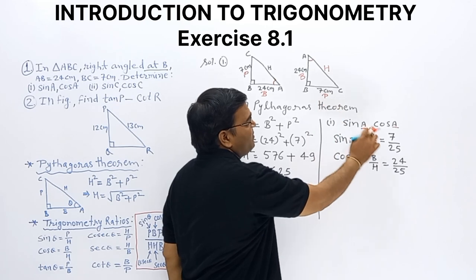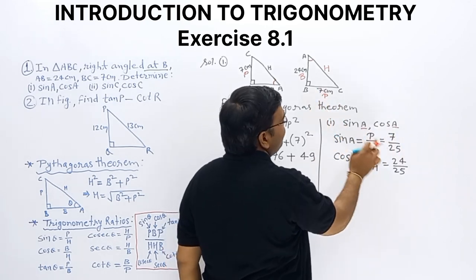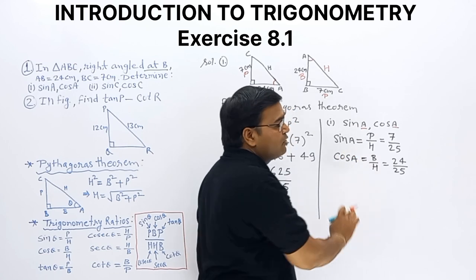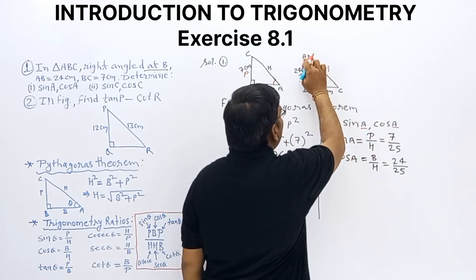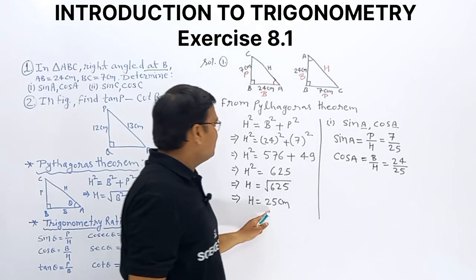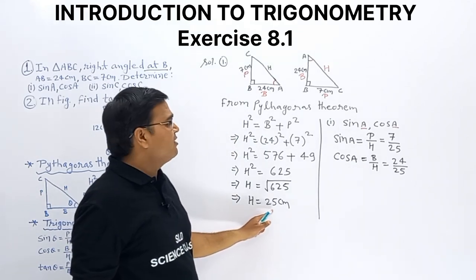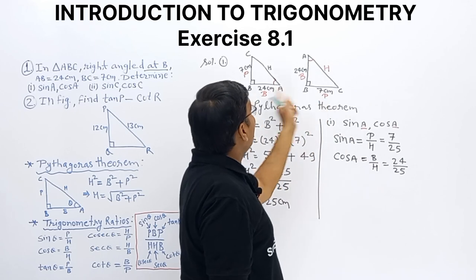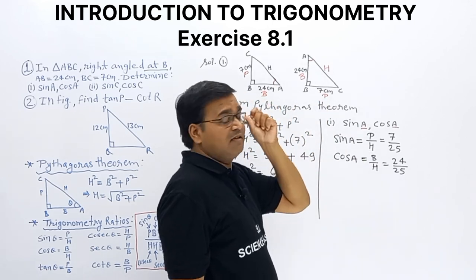Perpendicular is this one, 7. And what about the base? Base is not base, it is the hypotenuse. Perpendicular is what? Opposite of this one, 7. What is the hypotenuse? Hypotenuse is this one, 25 centimeter. So the hypotenuse is 25 centimeter. So in both cases, we are having the same answer.